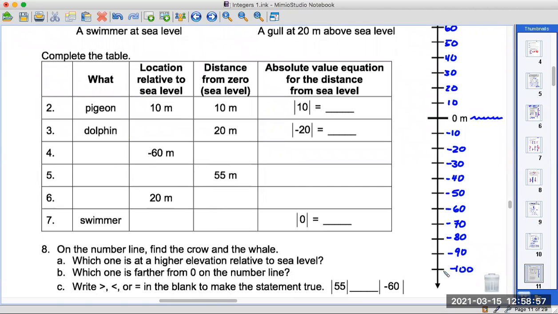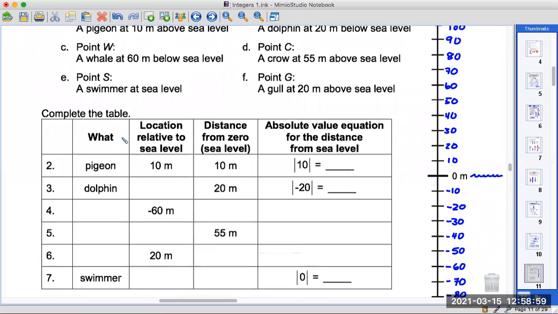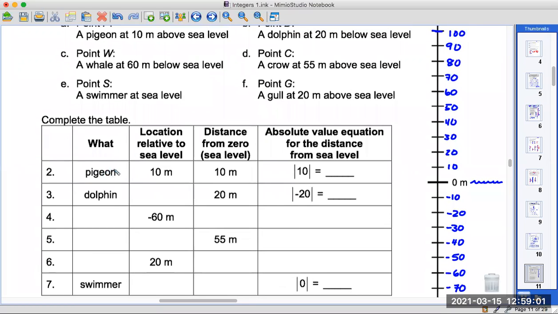Okay, now we have to put in the numbers. Everybody pay attention over here. Complete the table. A pigeon is 10 meters above sea level. So where's the pigeon? Pigeon, let's put a P here. Pigeon is 10 positive. So the absolute value of 10 is how much? What's the distance to 0?